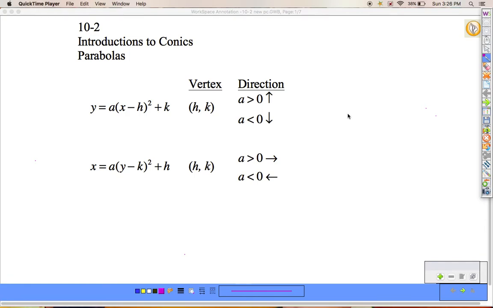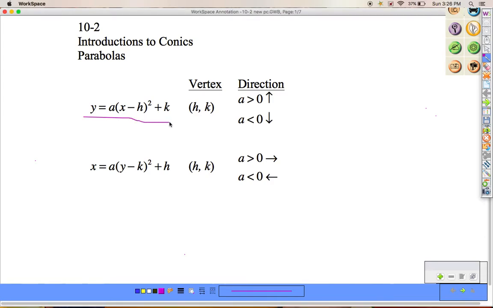All right, so today we're going to talk about parabolas. We've done parabolas over and over again in different ways, but what we're going to work on today is being able to write them in HK form and then being able to draw quick, easy graphs.